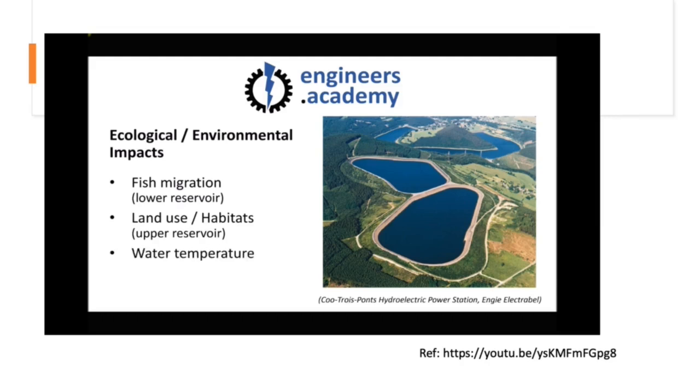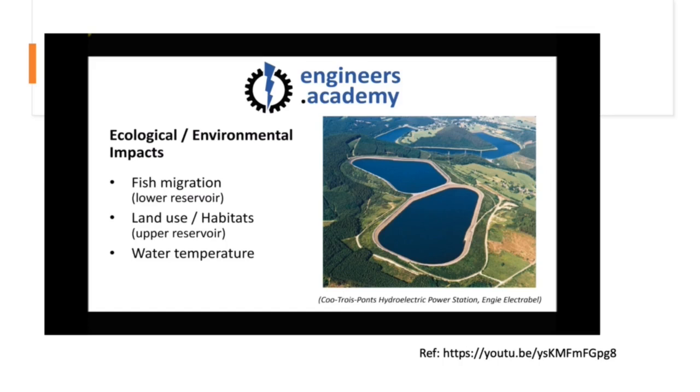Another potential impact is the impact that this has on the temperature of the water. When the water is delivered through the pumps or returned through the turbines, that's actually going to cause the water temperature to increase. So these are all things that need to be considered.